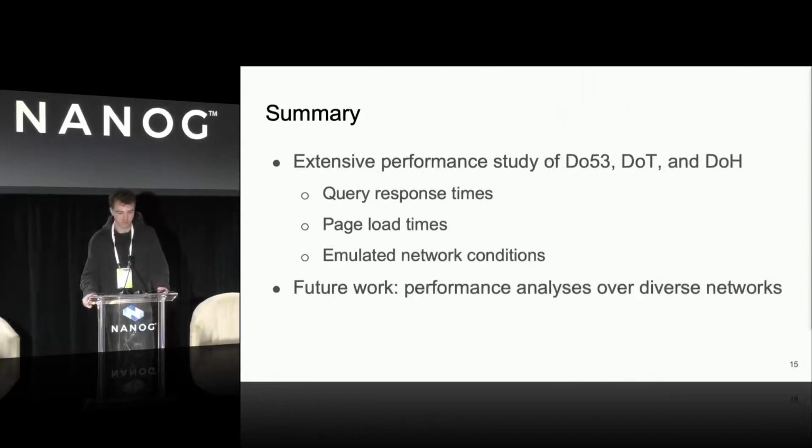So just to summarize, we did a performance study of DoH53, DoT and DoH, comparing query response times, page load times, and emulated network conditions. In future work, we want to do performance analysis over a diverse set of networks, such as residential ISPs across the United States, rather than just Amazon EC2 instances. We also want to do measurements in networks that are further away from CDNs. We're working with a university in South Africa and some colleagues there to run some measurements across Africa and some instances they have set up there.